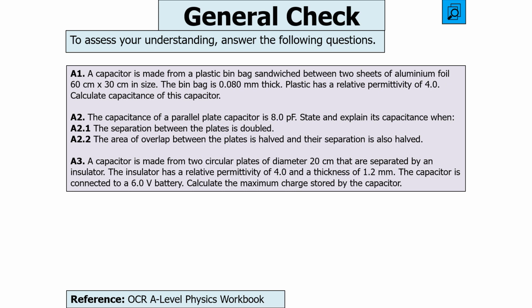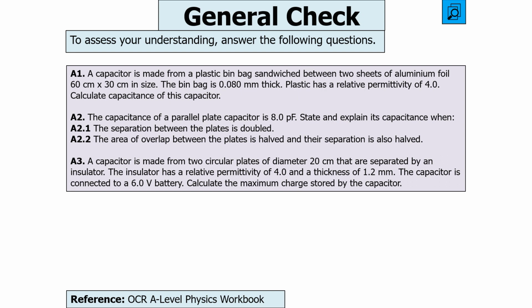State and explain the capacitance when the separation between the plates is doubled, then when the area of overlap between the plates is halved and their separation is also halved. Then a capacitor is made from two circular plates of diameter 20 centimeters that are separated by an insulator. The insulator has a relative permittivity of 4.0 and a thickness of 1.2 millimeters.